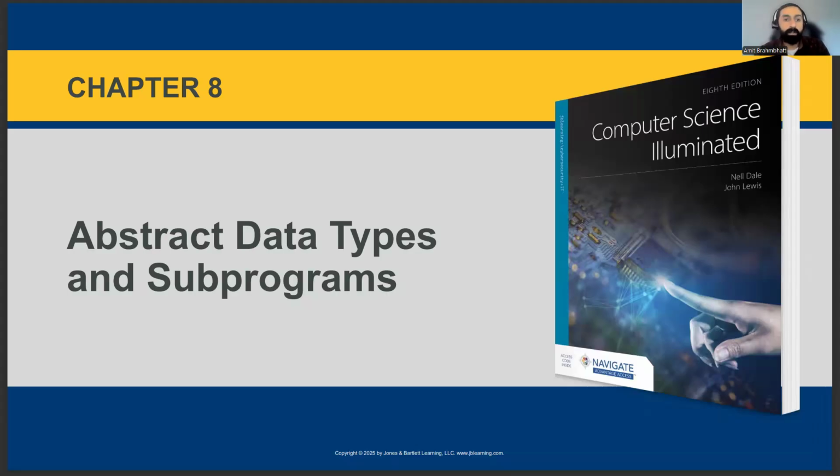So welcome to Chapter 8, where we focus on abstract data types and subprograms. In this chapter, we'll explore how we can organize data and operations in a way that hides unnecessary details and makes programs easier to build, maintain, and reason about. We'll look at different data structures such as lists, stacks, queues, trees, and graphs, and discuss how each helps us model different types of computational problems.